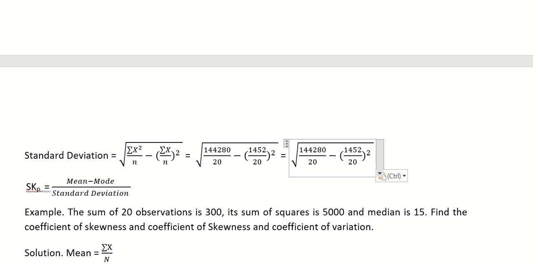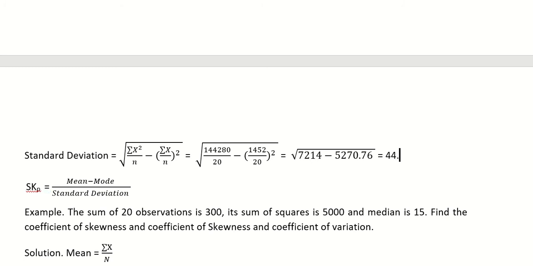So 144280 divided by 20 is 7214. Minus this 1452 divided by 20 square is 5270.76, and the final answer is 44.08. Once we minus it and calculate its square root, we'll get 44.08.